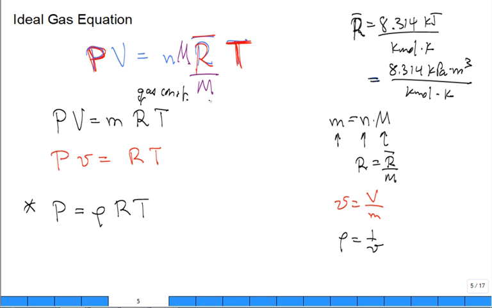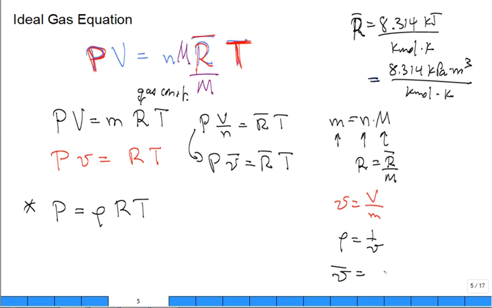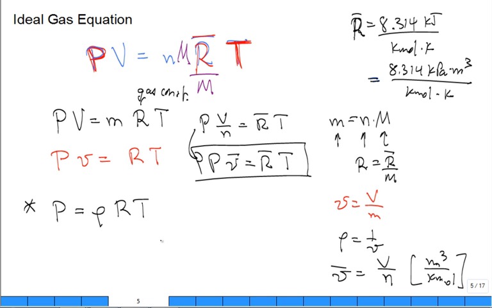All right, another one to do is to just stay with PV is equal to nRT and put it over here, like PV divided by n is equal to R bar T, which is P v bar equal to R bar T. What is v bar? That's the volume per amount, not the volume per mass, but volume per amount. So what are the units on v bar? Something like meters cubed per kilomole.